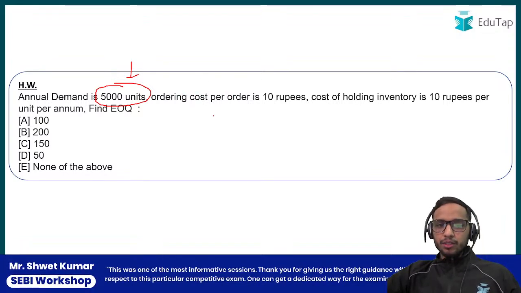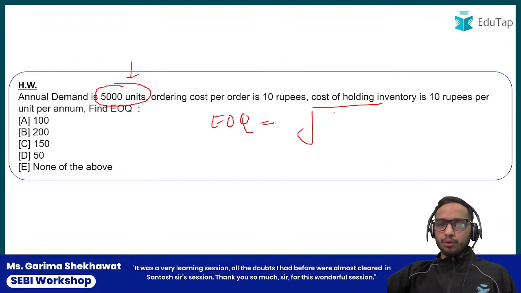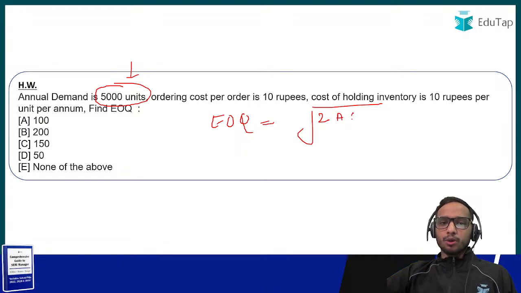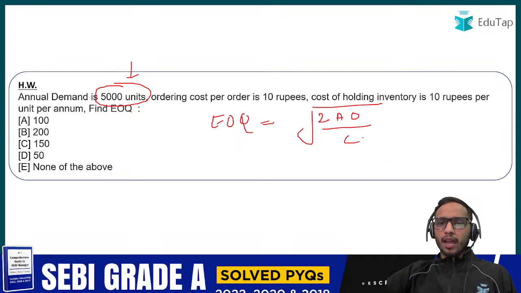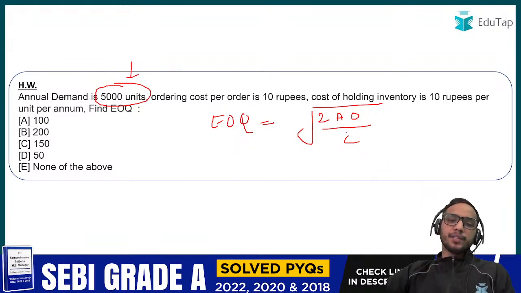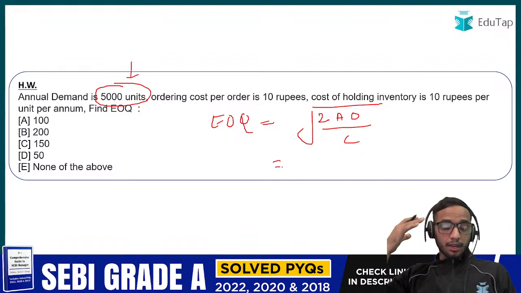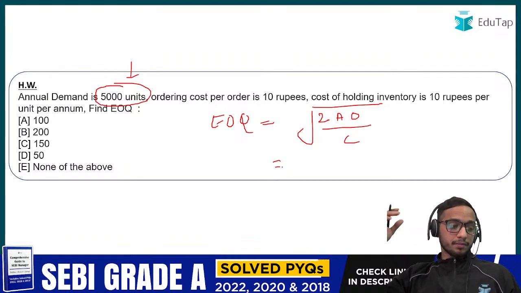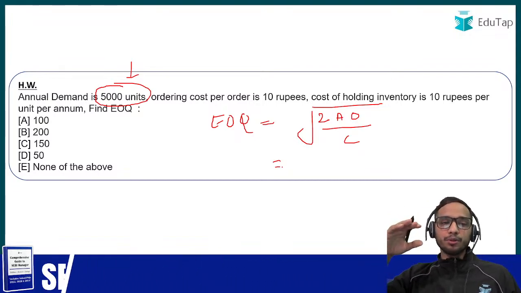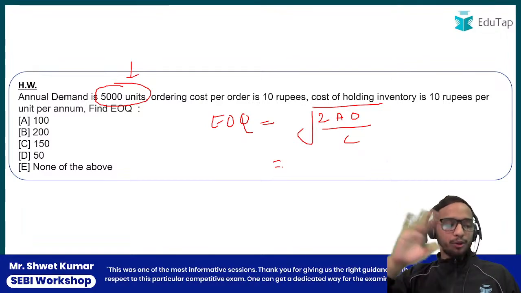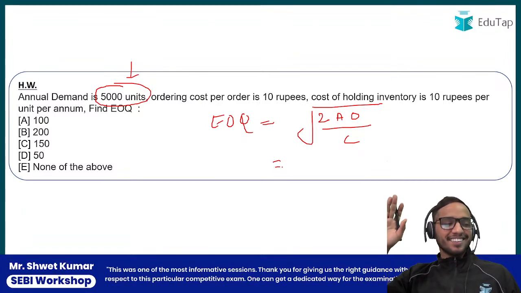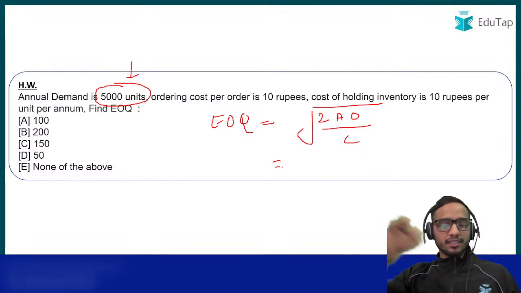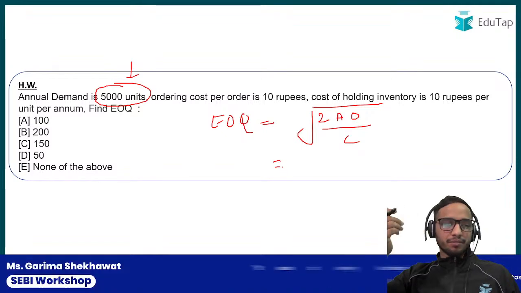Let me write down the formula for you, if you don't know it: the square root of 2 into annual demand and ordering cost, divided by carrying cost per unit per annum. Tell me what should be the answer here. I have started to get the answers as well. That's very nice. But I am not going to give you the answer for now, but I am going to see who all are correct here. Because if I provide you the answer, then what is the use for those who are going to watch it in the recorded format?